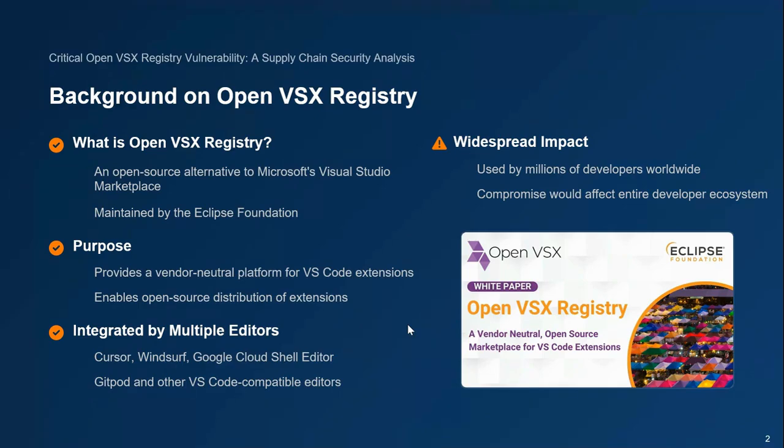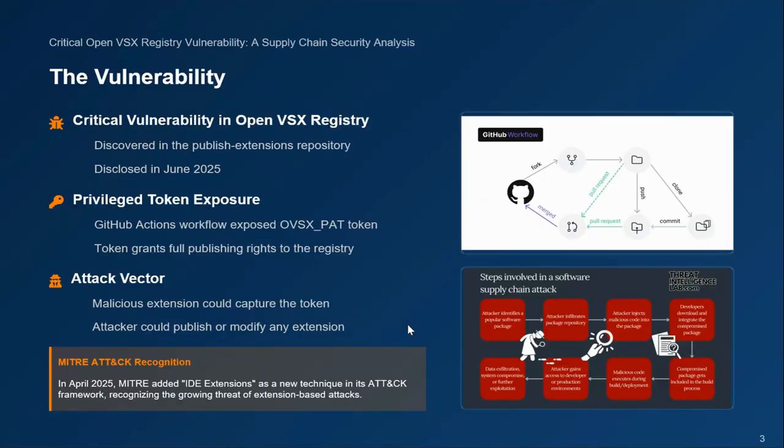for supply chain attacks. In June 2025, cybersecurity researchers disclosed a critical vulnerability in the Open VSX registry's publish extensions repository. The vulnerability was rooted in a GitHub Actions workflow that exposed a privileged token called OVSX_PAT. This token had the power to publish or overwrite any extension in the marketplace. The attack vector was simple, yet devastating. A malicious extension could capture this token during the npm install process and use it to compromise the entire registry.